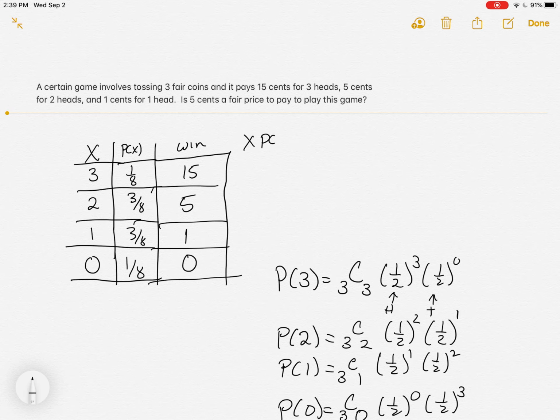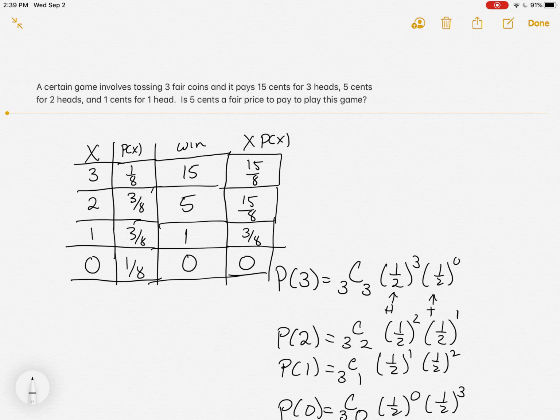And so now let's look at the winnings. So this is 15/8. And this is 15/8. And this next one is 3/8. And this last one is 0, just so you can track it with me. So 15 times 1, 15 all over 8. 5 times 3, 15 all over 8. 1 times 3, 3 all over 8. 0 times 1/8, 0.